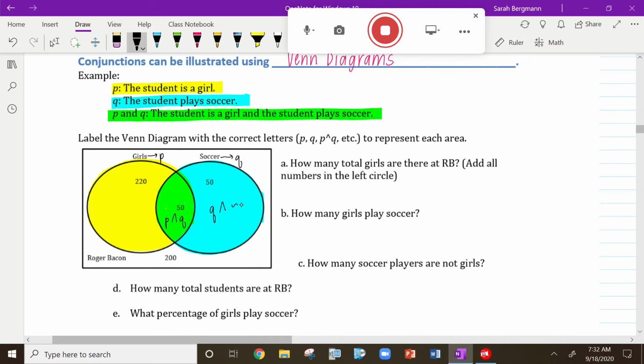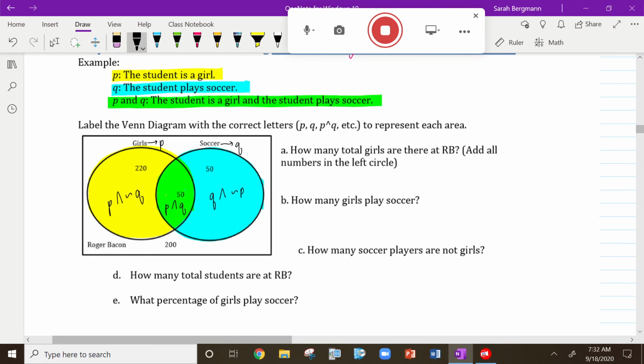and not P. Similarly, if they're a girl but they do not play soccer, it would be P and not Q, because they're a girl and they do not play soccer. For the number outside the circle, this represents any student who is not a girl and does not play soccer. So this is not a girl and they do not play soccer.